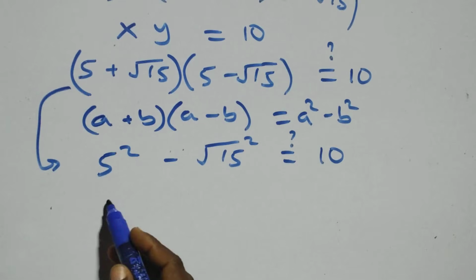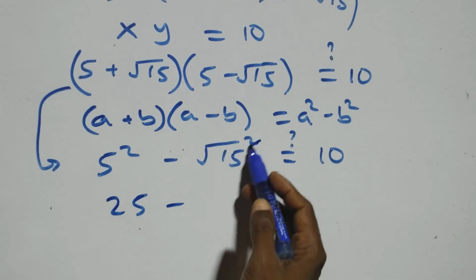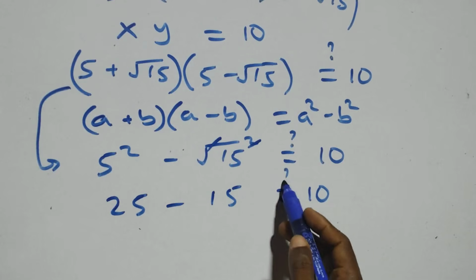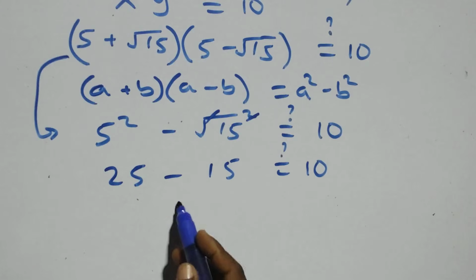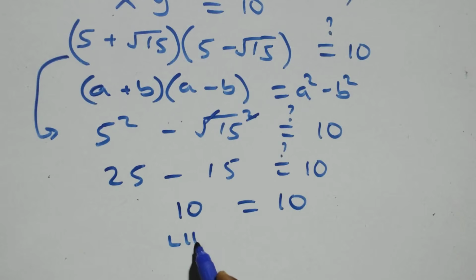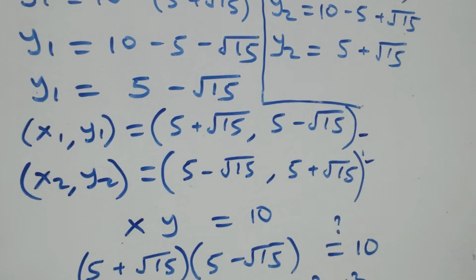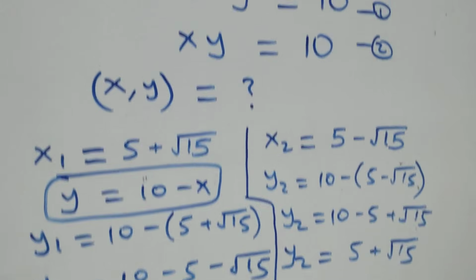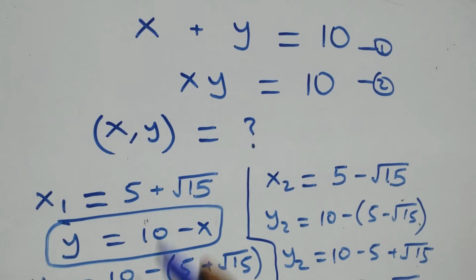Then 5 squared here, that's 25, minus, the square cancels the square, we have 15. Is it equal to 10 on this side? 25 minus 15, of course, that's 10. This is equal to 10 here. Left hand side equals the right hand side, and therefore we conclude that these two solutions also satisfy the second equation here.